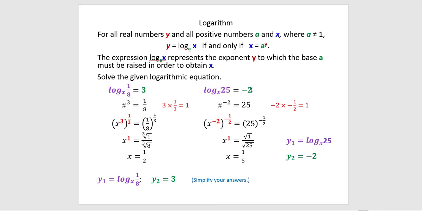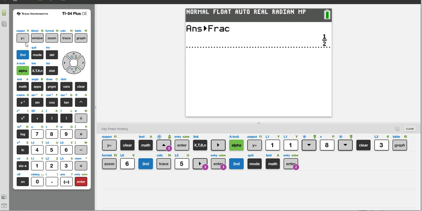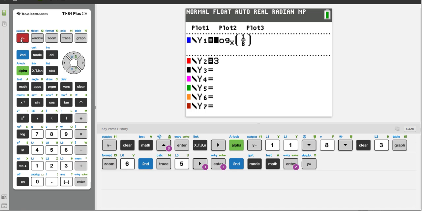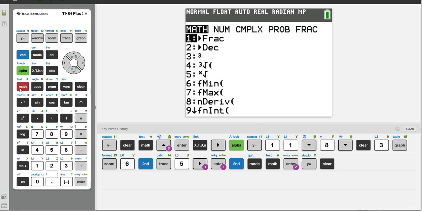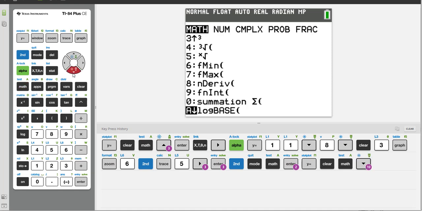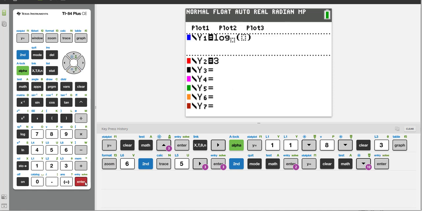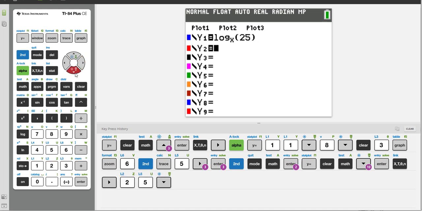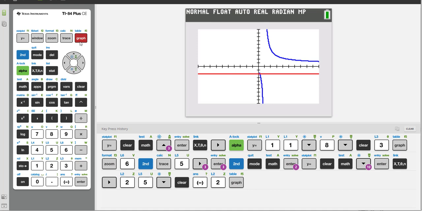To solve the second equation on the right using the TI-84 calculator, press alpha y equals. If something is in y1, press clear. Press math and use the up or down arrows to find the log base, and select it by pressing enter. Type in x and the right arrow. Type in 25 and the down arrow. If something is in y2, press clear. Type in -2. Press graph. Make sure you can see the intersection point. You can see the intersection point on this graph.